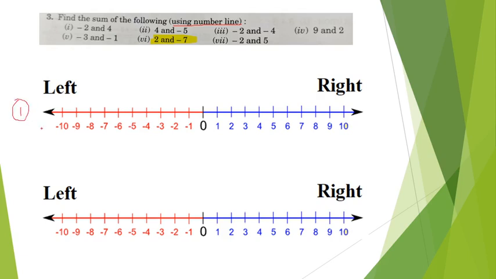So draw the number line in your copy. Now just look for the first number. It is negative 2. So here is my negative 2. Now look for the second number. If the second number is positive, I have to move toward the right. If the second number is negative, I have to move toward the left. That's it. If you follow this simple rule, you will be able to solve each and every question like this. See, my second number is positive 4. So I have to move 4 steps toward the right. 1, 2, 3 and 4. What did we get? We got positive 2. So our answer will be the sum of negative 2 and positive 4. The answer is positive 2.